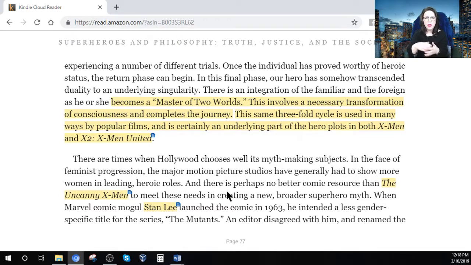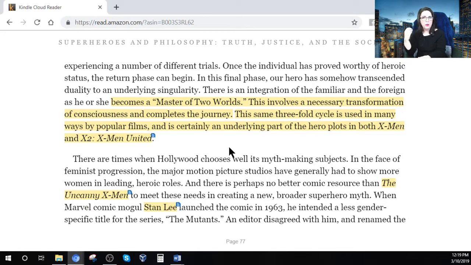And so now that she's provided you with the definition that she's using from Campbell, she wants to remind you that a hero can be a man or a woman, and a hero must become a master of two worlds. And this involves a necessary transformation of consciousness, and it completes the journey. The same threefold cycle is used in many ways by popular films, and is certainly an underlying part of the hero plots in both X-Men and X2, X-Men United.